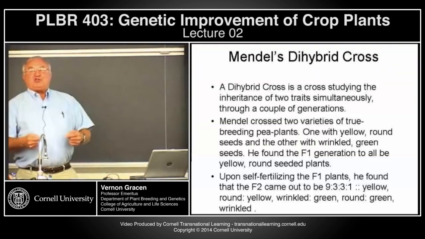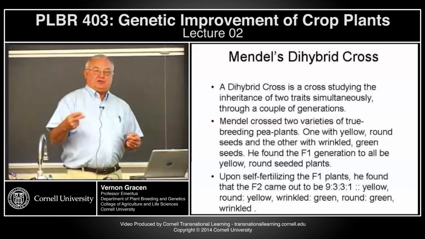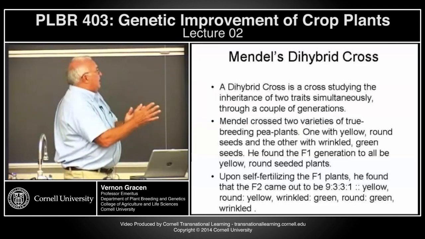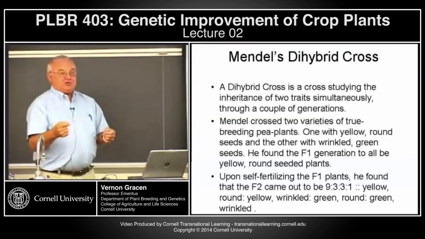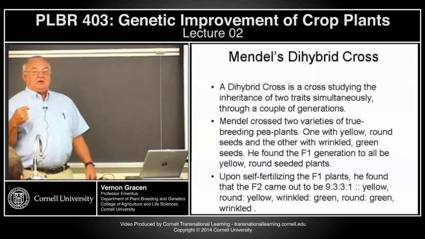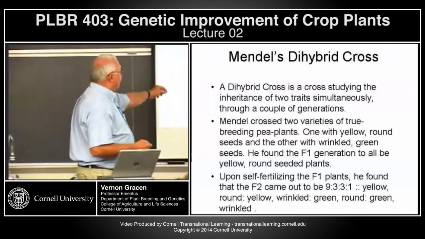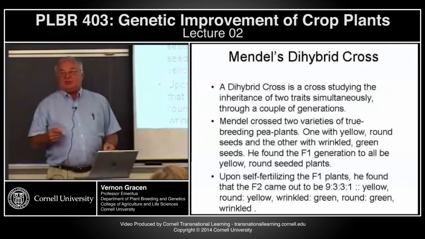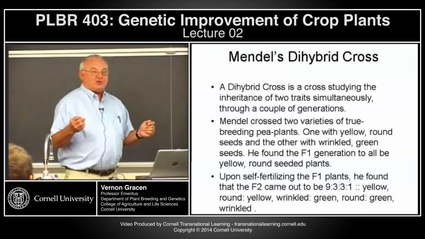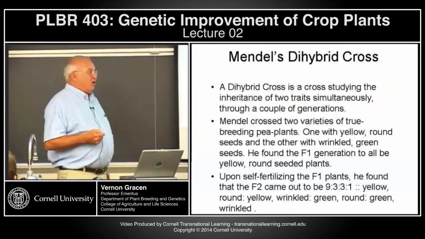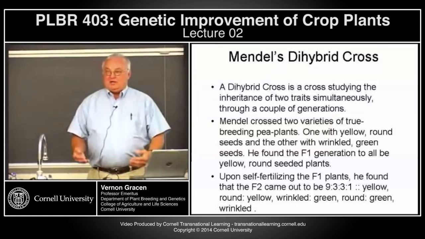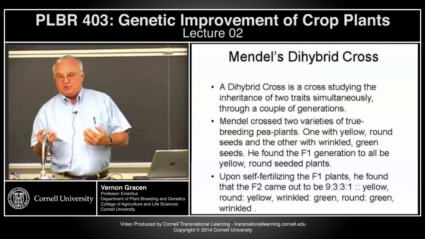Then he started looking at crosses that involve plants with 2 or more traits. When he started looking at 2 traits, or a dihybrid cross, he looked at one plant that was yellow with round seeds and another plant that was wrinkled with green seeds. And he found that the F1 between that cross gave him all yellow round-seeded plants. And he says, okay, so just like my cross involving a single trait, I get all of the individuals in the F1 to look like the dominant version of those traits.